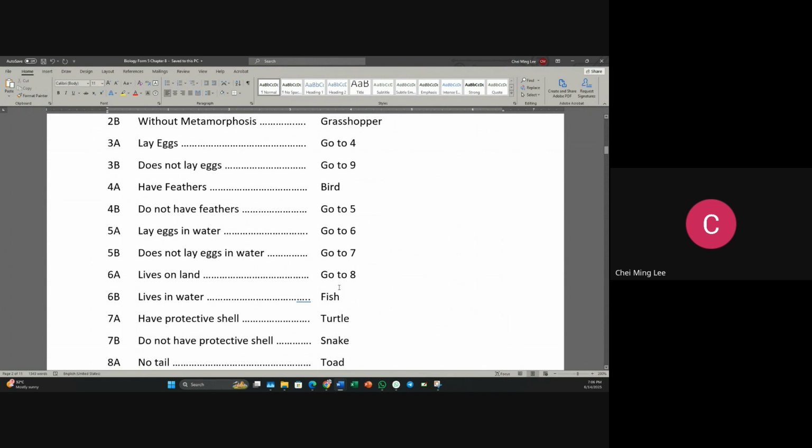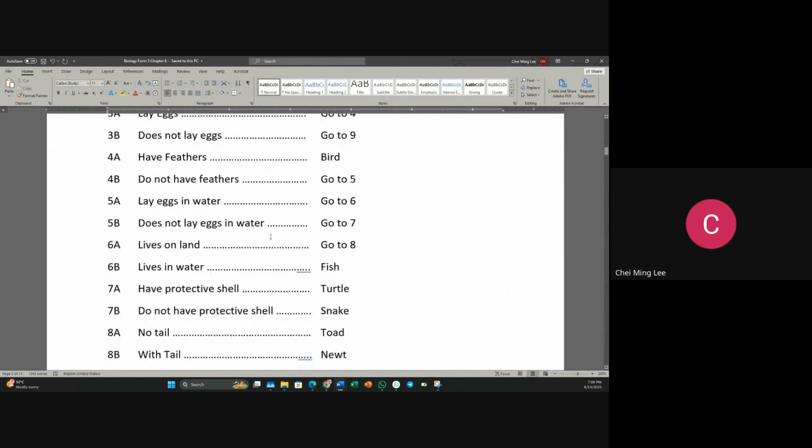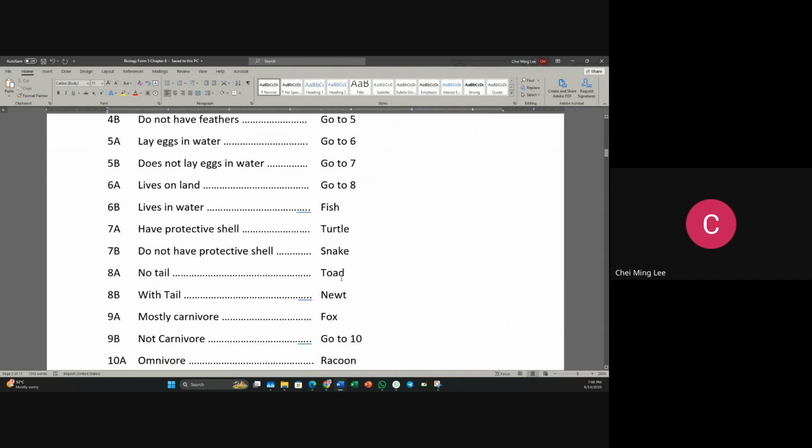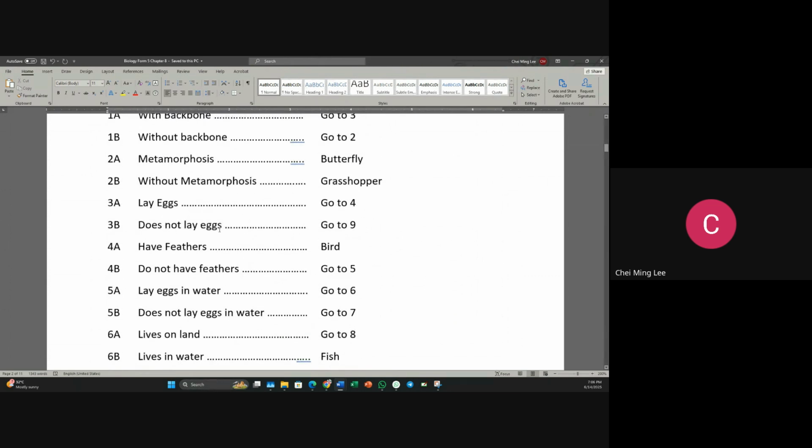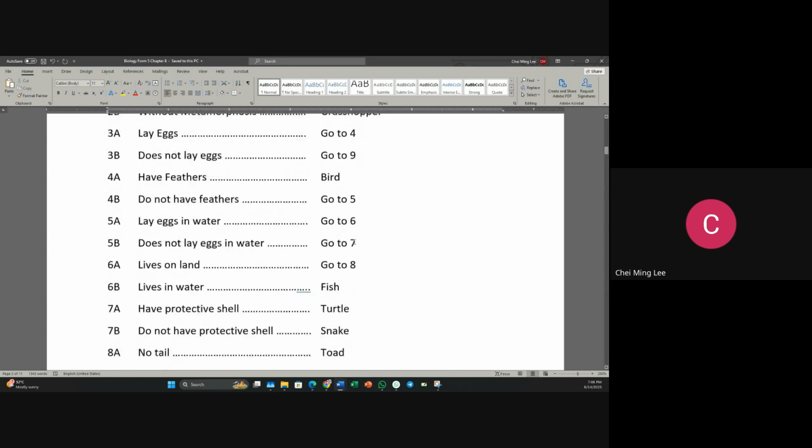Live in water, fish. So does not lay eggs, go to 7, which is have protective shell, normally will be turtle. Do not have protective shell, snake. Then just now this one live on land one, with no tail, toad. With tail, newt. Now just now this one go to 9. So normally we finish already lay egg. So does not lay egg, now I go to 9.